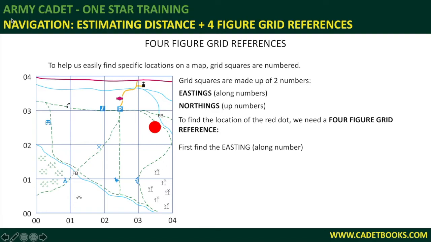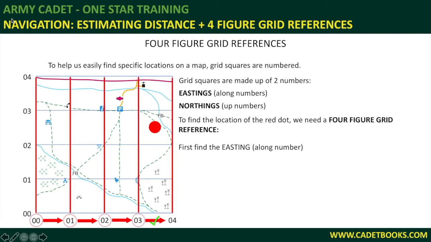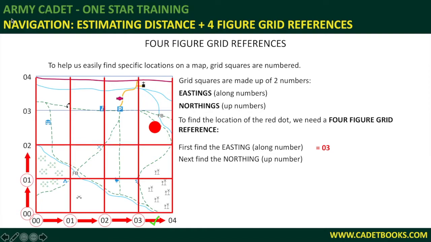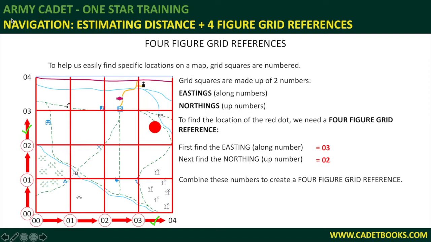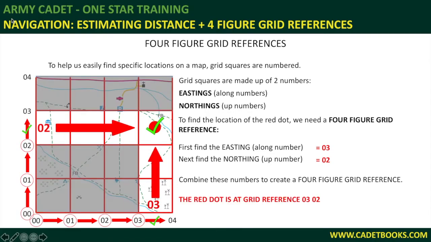First, find the easting, a long number. It's not in 0 to 1, it's not in 1 to 2, it's not in 2 to 3, it's in 3 to 4. This means our first 2 figures are 0, 3. Next, find the northing up number. It's not in 0 to 1, it's not in 1 to 2, but it's in 2 to 3. Our second two numbers are 0, 2. Combine these numbers to create a four-figure grid reference. The red dot is at grid reference 0302.